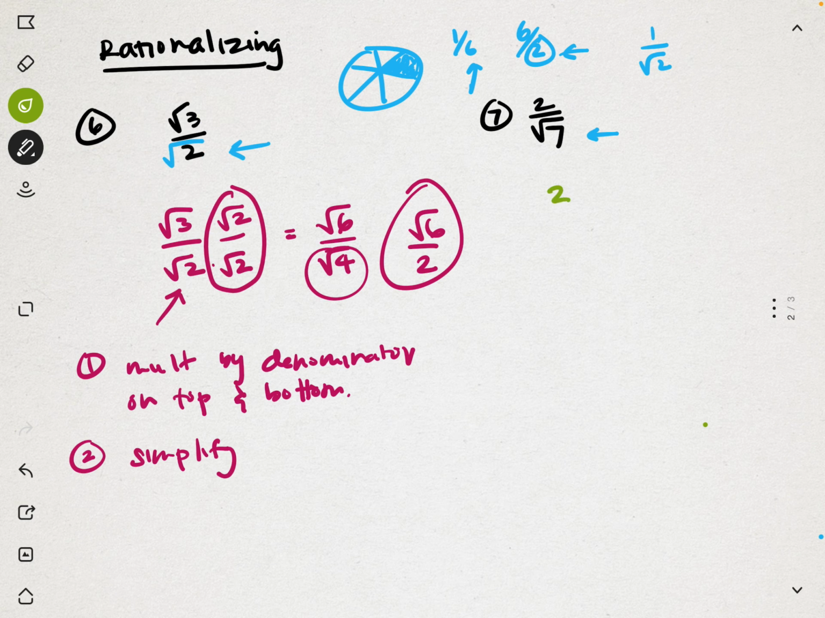Okay, for problem number 7, same idea. We take our square root 7 from the denominator, multiply it to the top and bottom. Now we have square root 49 over 2 square root 7. And we know that the square root of 49 is going to be 7. We can't simplify that, so we're done.